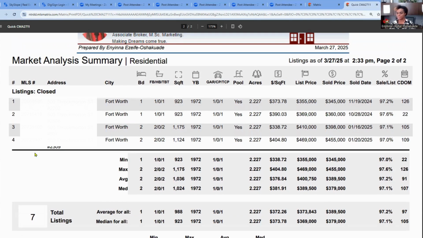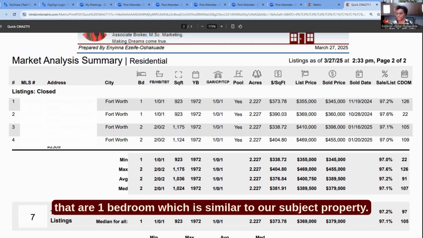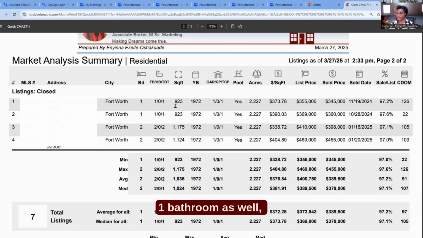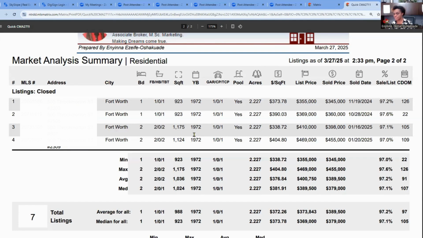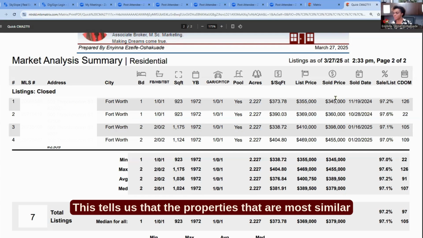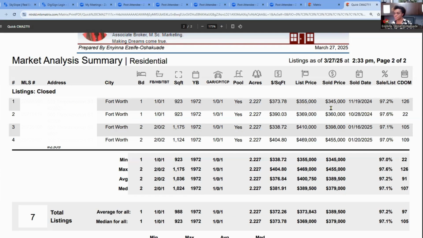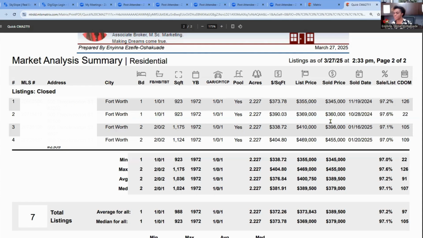much they sold for. So in this case, we have 2 of them that are 1 bedrooms. So that's similar to our subject property, 1 bathrooms as well, very close in square footage. They were built in 1972, and we can assume ours was built the same year. Looks like they're all in that same year. It looks like a condo complex. And they all have the swimming pool, and they all have the 2+ acres. So this tells us that the properties that are most similar to the subject property, they're selling in this range of 345 and 365.